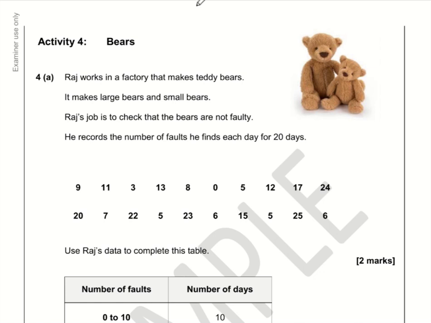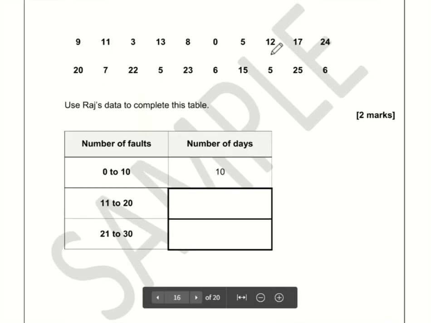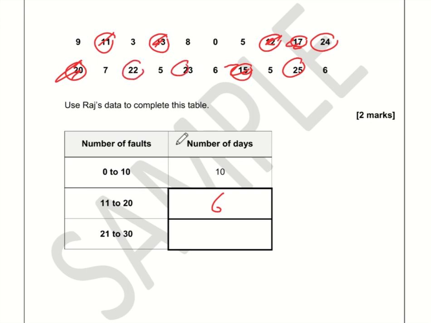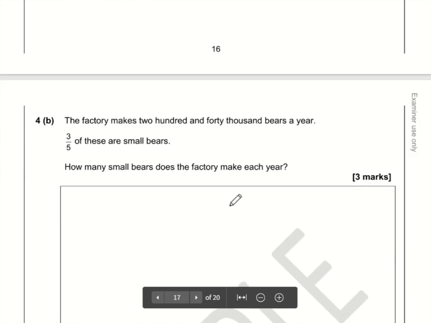Okay, so question number 4, what we need to do here is work out how many days there are where we've got 11 to 20 inclusive. So 1, 2, 3, 4, it includes 20. There we go, so that is 6. Okay, let's get rid of these. And now we're looking for 21 to 30. 1, 2, 3, 4. There we go. So that's that question done.